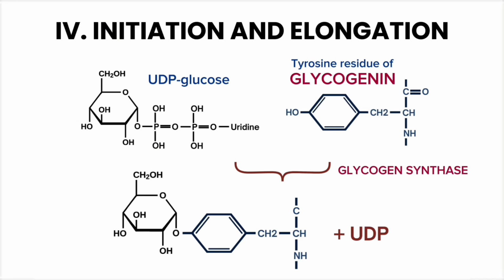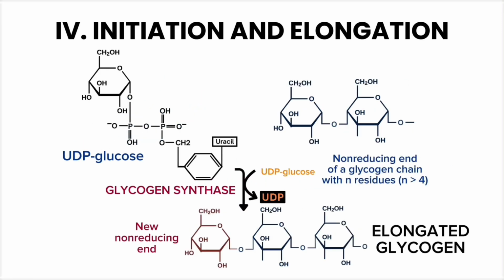Glycogenin starts the chain by attaching a glucose unit from UDP glucose to a tyrosine residue within its own structure, releasing UDP. Glycogenin then adds 7 to 8 more glucose units in a similar manner, creating a short alpha-1,4 link chain.